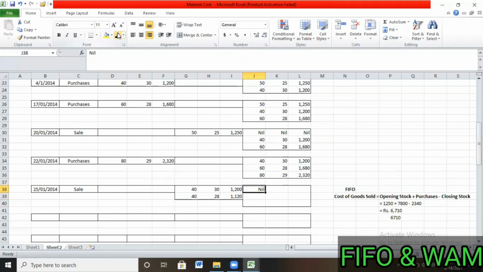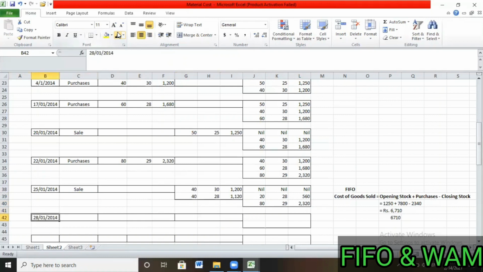Look at this. I'm showing the balancing table. First 40 has been issued. And what about this 60? Out of 60, we need only 40. So balance is 20 units at the rate of 28. And 80 is untouched. There is no change in 80. So we carried on with this.